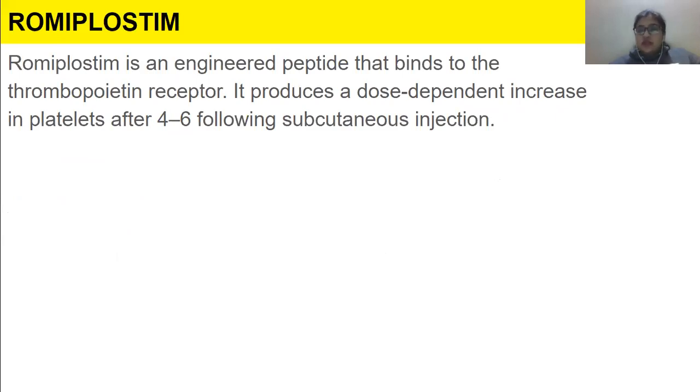The last one we have is Romiplostim. Okay, so it is an engineered peptide that binds to the thrombopoietin receptor. It produces a dose-dependent increase in platelets after about 4 to 6 days following the subcutaneous injection. Okay.